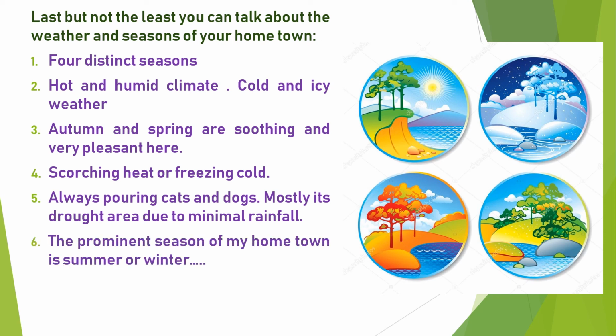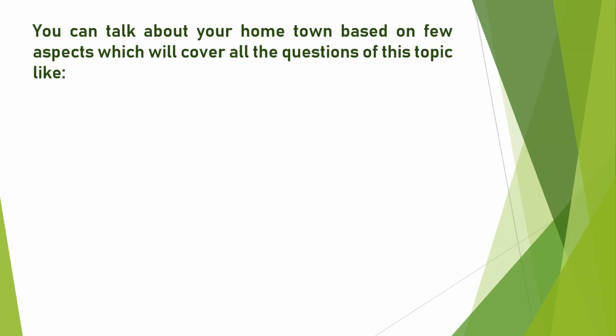Okay, then the prominent season of my hometown, so you can just pick out one season which you think is mostly occurring in your town for 6 months or 7 months. So you can say the prominent season of my hometown is summer, or the most seen season of my hometown is winter or rainy season. So whichever you think is more in your hometown, you can say that and then continue on that. If you have taken summer, then continue with hot and humid climate, scorching heat and all. If you have taken winter, then speak on winter. It's cold and icy, it is freezing cold and no one can step out. If you have taken rain, then talk about rain.